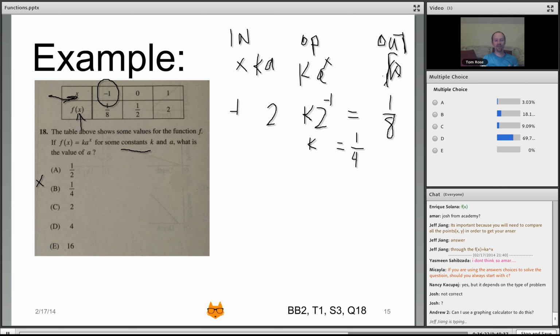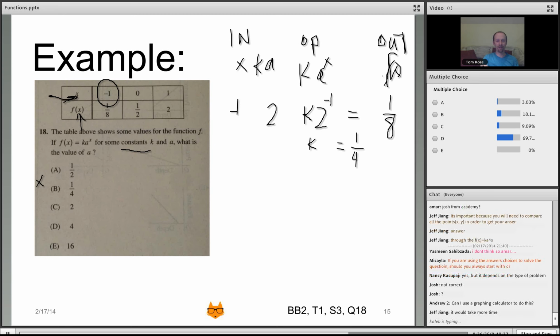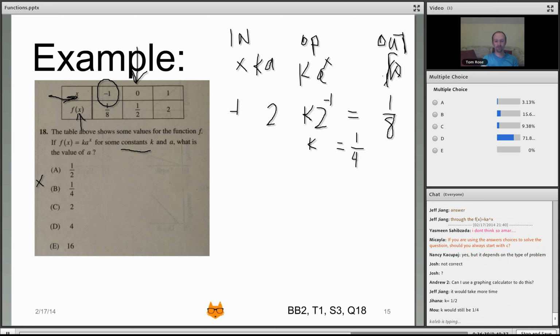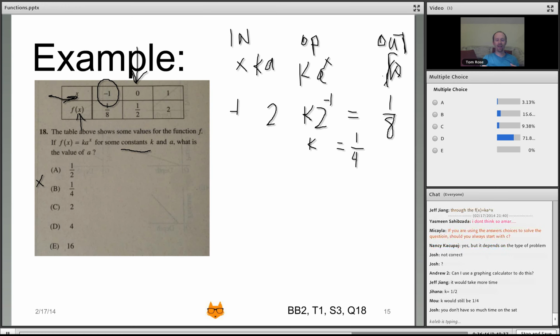What that means is that if we try a different column in this chart, we have to do this whole thing again. This is part of what makes this so hard. We're going to take the same a, plug in the new x, and get the new output, 1/2. And we're going to solve for k again. If we picked the right a, then k will come out to be 1/4. So let's try plugging in again.